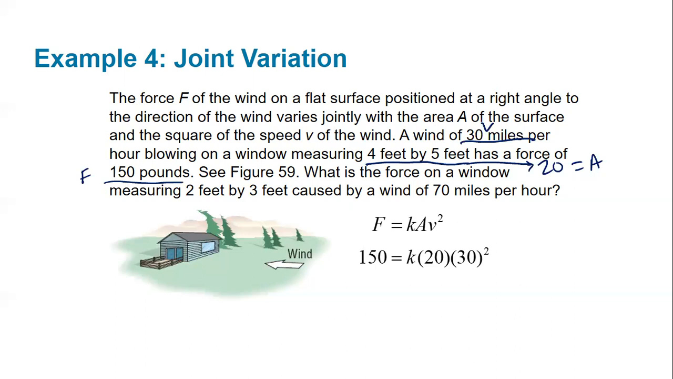All right, once you plug that in, now you're going to calculate your K value. So we're going to simplify this. I have 150 equals 18,000 K. I'm going to divide by 18,000. Your K value, you want it to stay as exact as possible, so you want to keep it as a reduced fraction. 150 divided by 18,000, that's 15 divided by 1,800, which reduces to 1/20th.